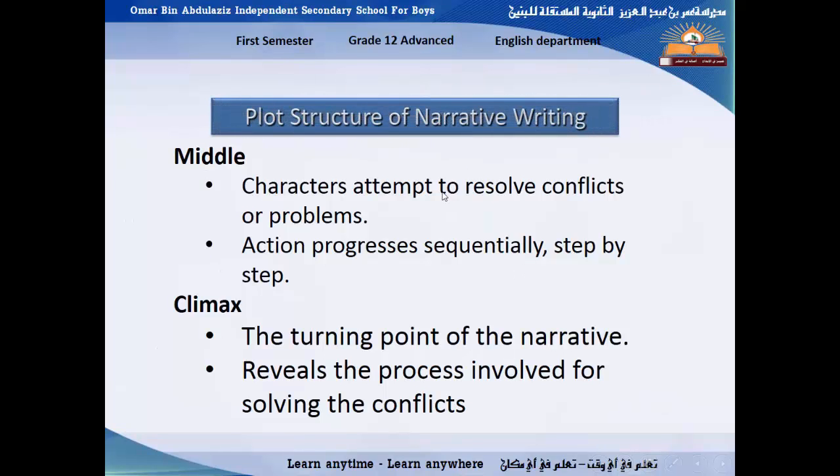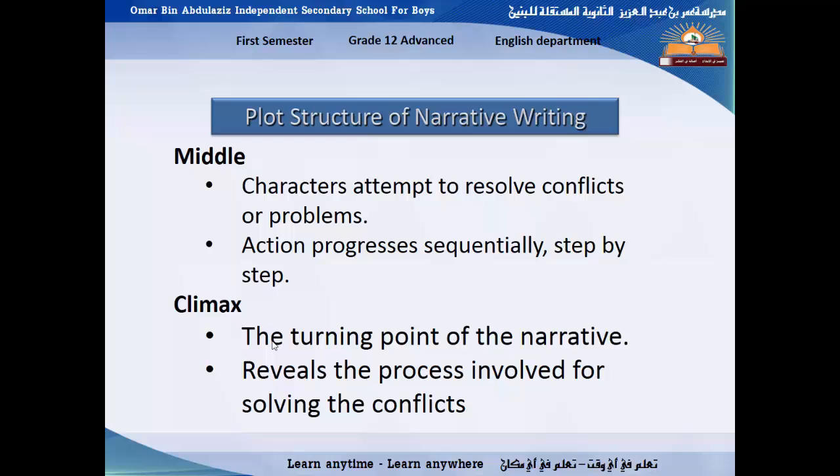So what's the plot structure of narrative writing? It's the characters, which come in the middle to resolve the conflict or the problem, and then the action itself will progress step by step till we reach what we call the climax. The climax is the highest point of the story, and we also call it the turning point of the narrative. Why do we call it this name? Why is it the turning point?